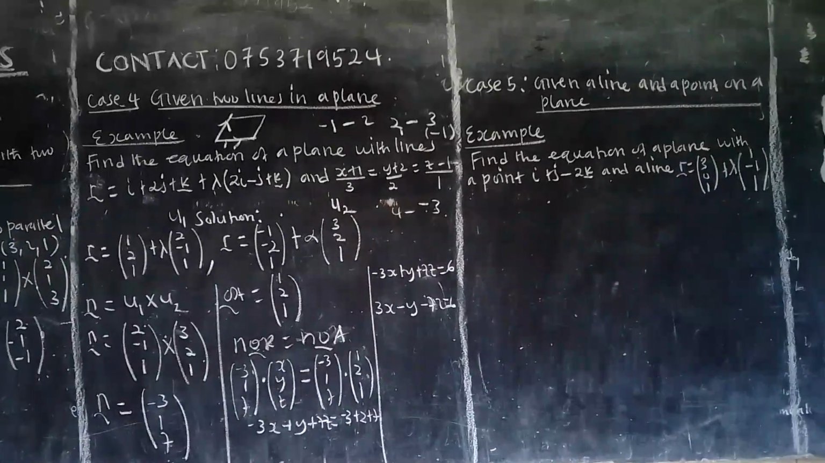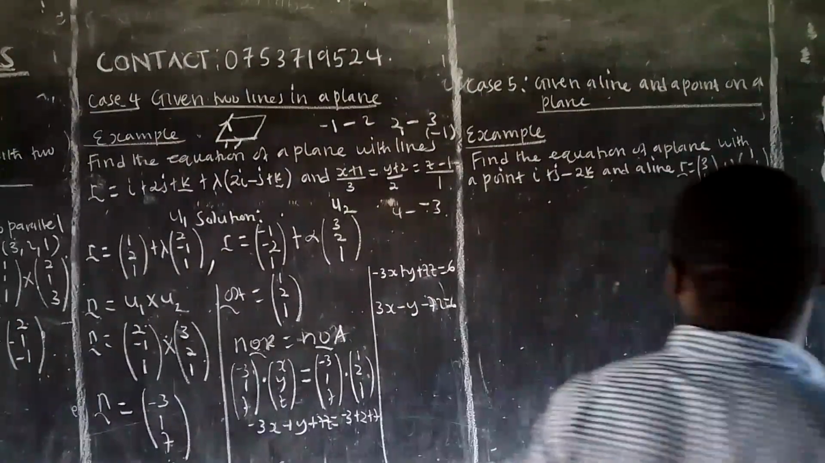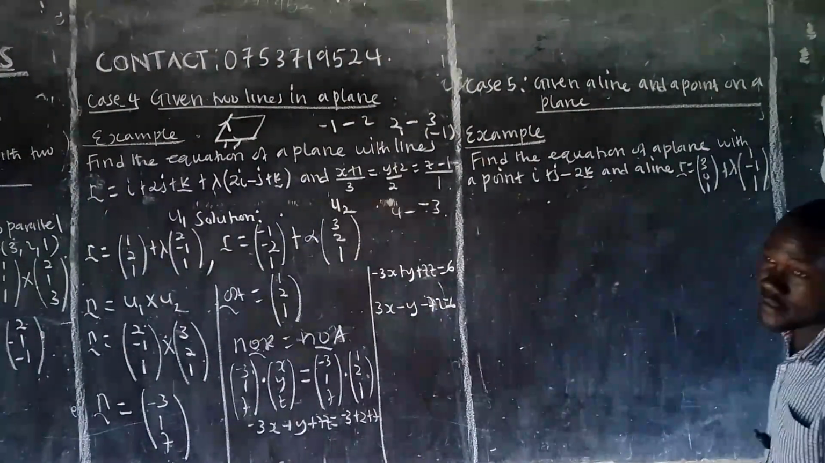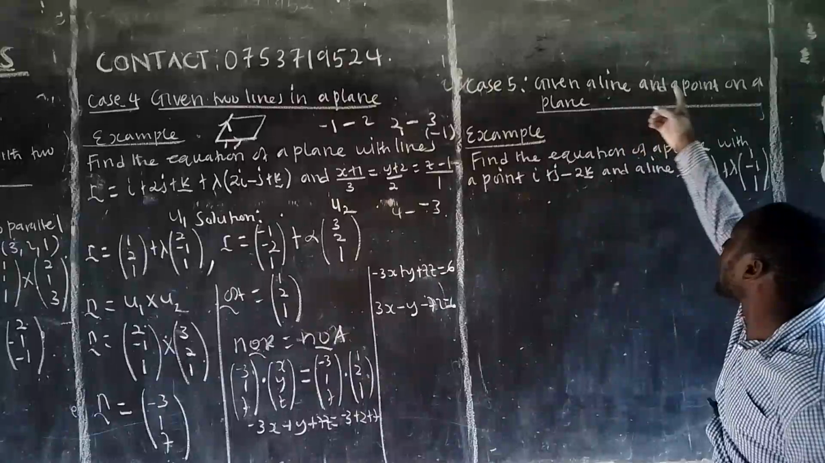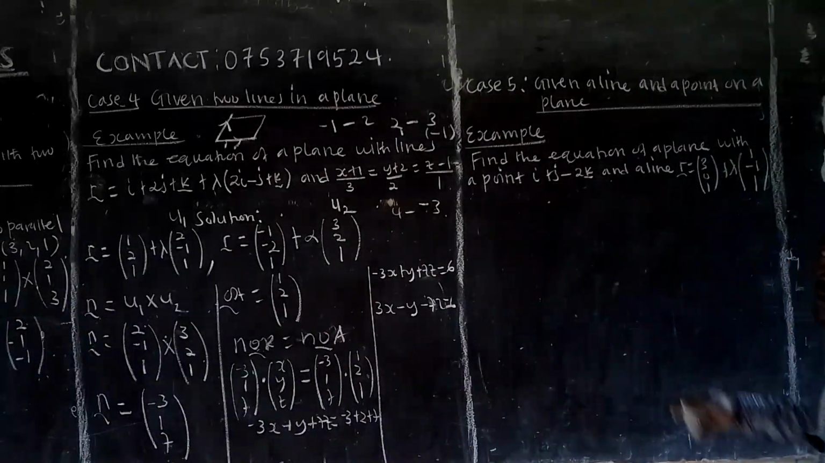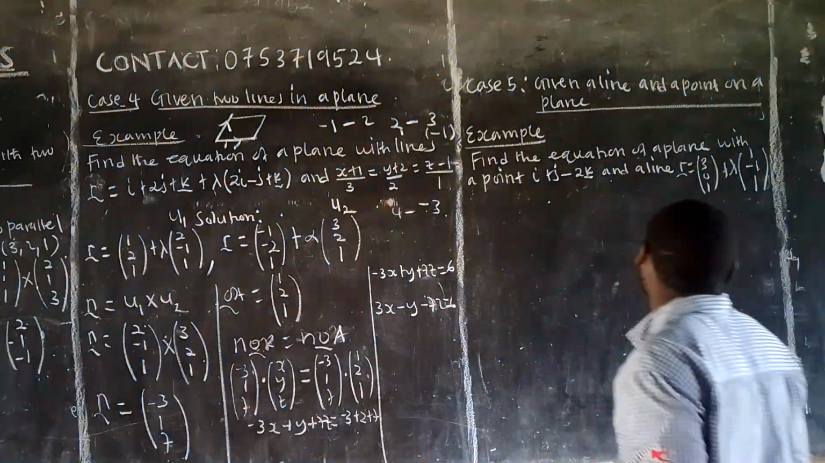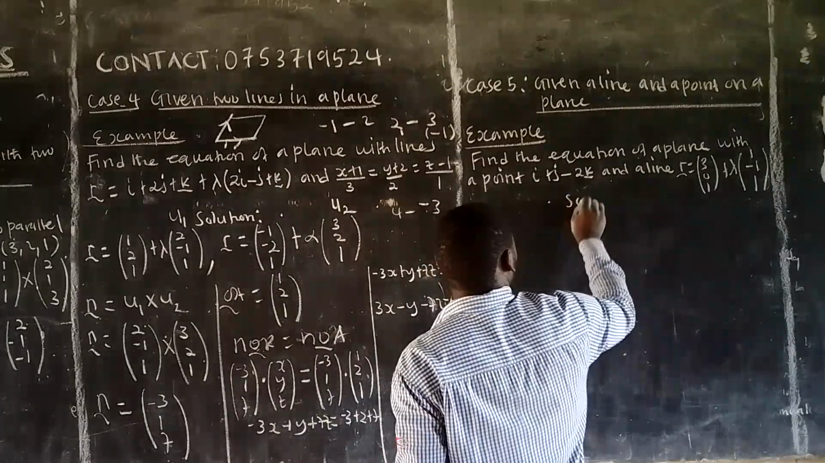All right, good. So we are now looking at the last case, case 5, about the planes. Let's look at the last case, and of course that will be the end of the equations of a plane. Now here, when given a line and a point on a plane, what do we do? Given a line and a point on a plane, so we shall say solution.